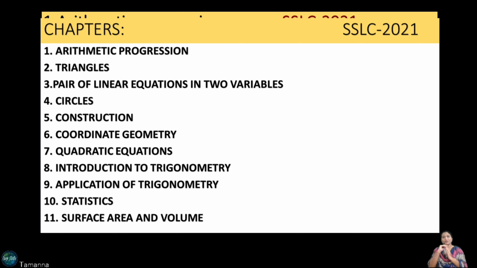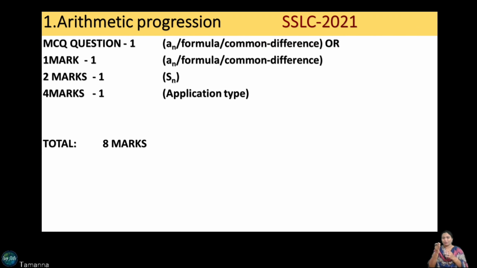So the chapters are arithmetic progression, triangles, pair of linear equations in two variables, circles, construction, coordinate geometry, quadratic equation, introduction to trigonometry, application of trigonometry, statistics, surface area and volume. Regarding arithmetic progression, as you know, there are 8 to 9 marks, so next we go through it with an easy method and see which type of problem comes regarding arithmetic progression.